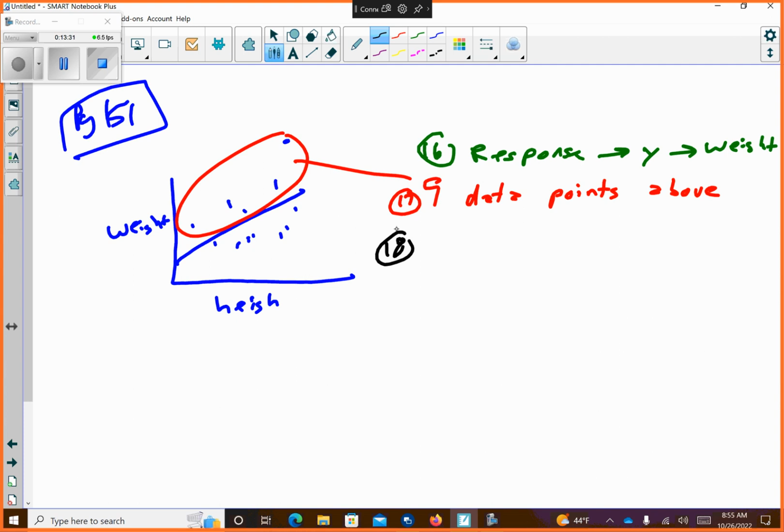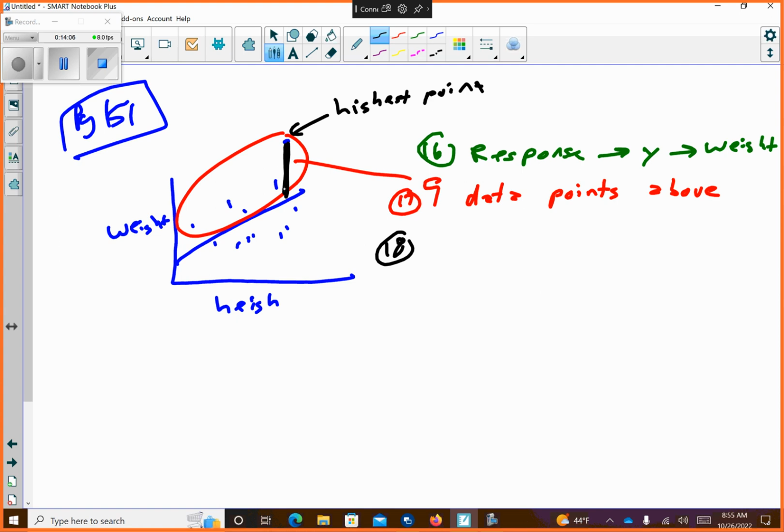All right. And then number 18 says, look at the data point with the highest value for the response variable. Draw the segment that represents the residual for this point. So you're looking for your highest point. If you look for your highest point, you basically just draw a straight line down. That would be your residual. In this case, it would be positive because it's above. If it was below, it would be negative. That actually comes in the next section a little bit.